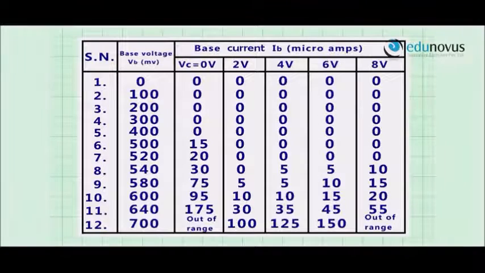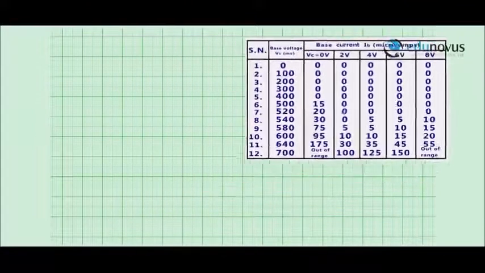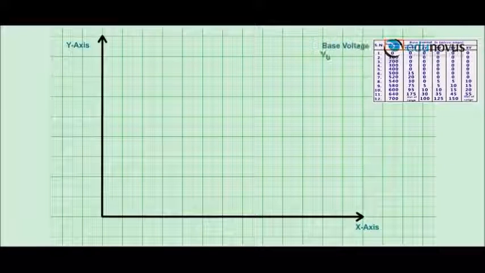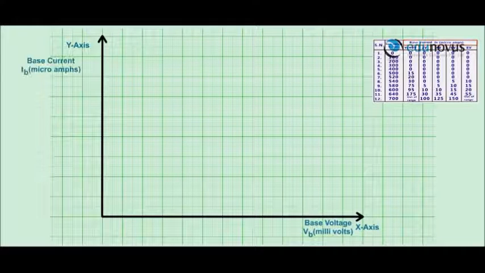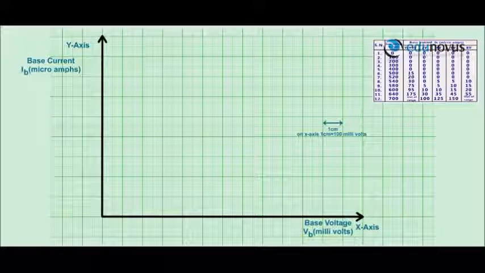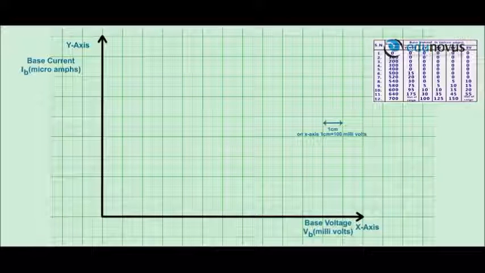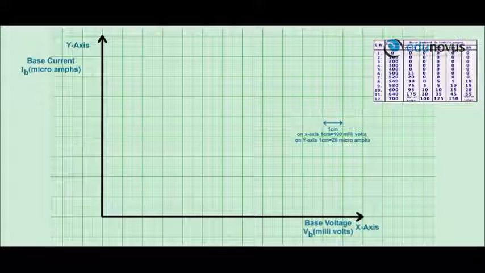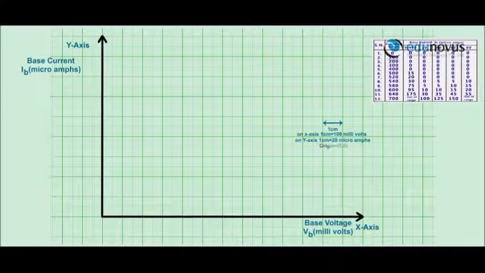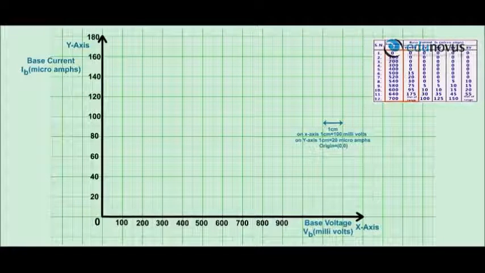Calculation of input resistance. To calculate the input resistance, we plot a graph between base voltage VB on the x-axis and base current IB on the y-axis, and the scale on the x-axis is 1 cm equal to 100 millivolts. On the y-axis, 1 cm is equal to 20 microamperes. Now, we plot the points on the graph.